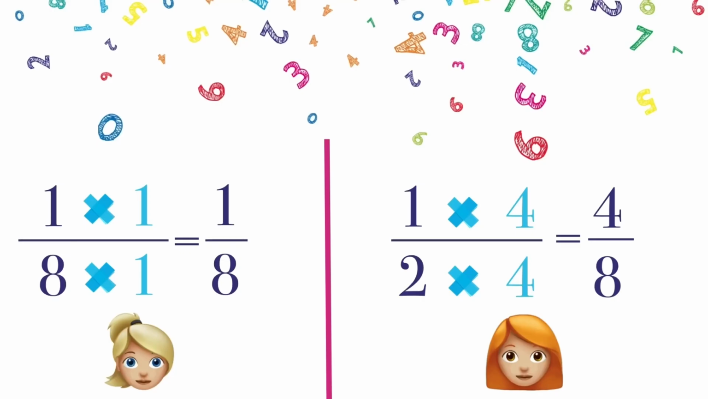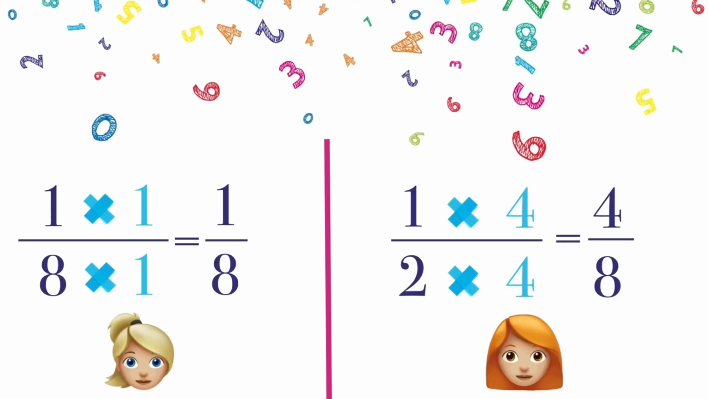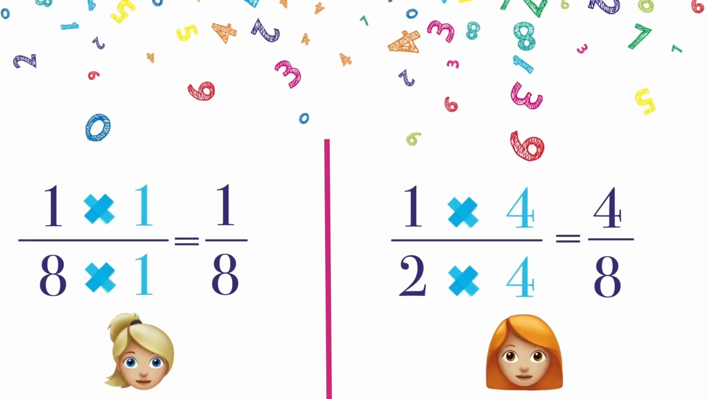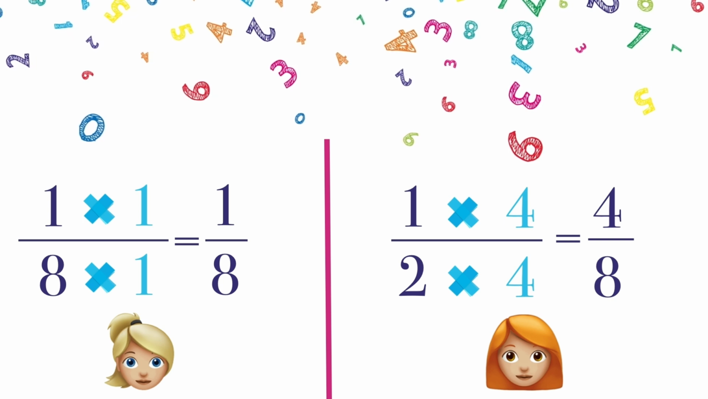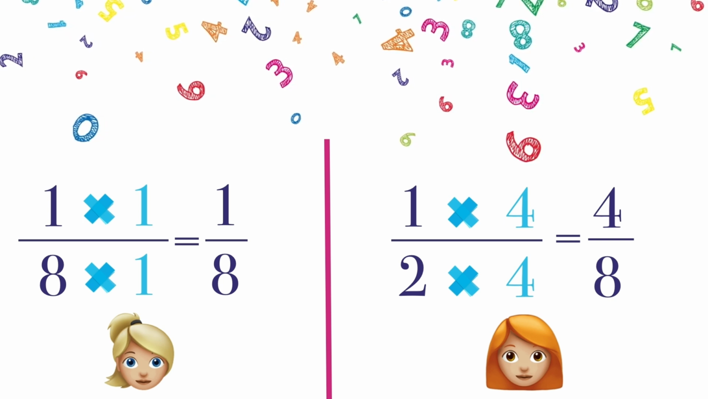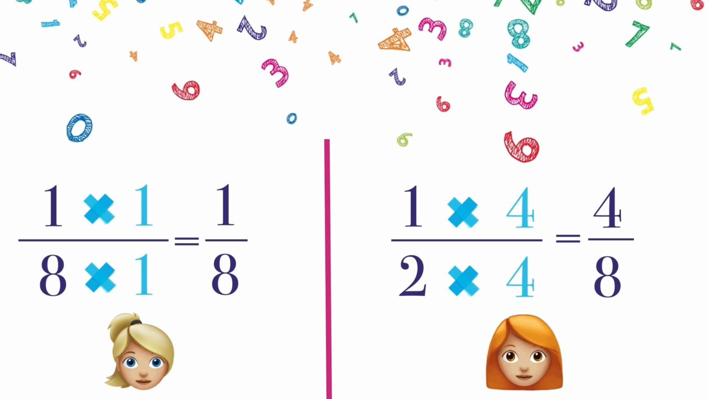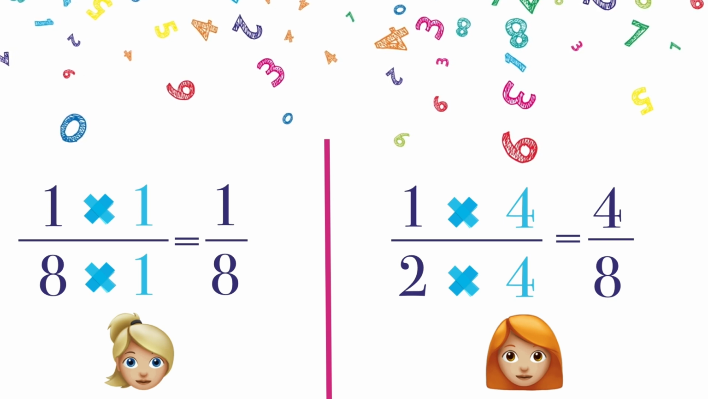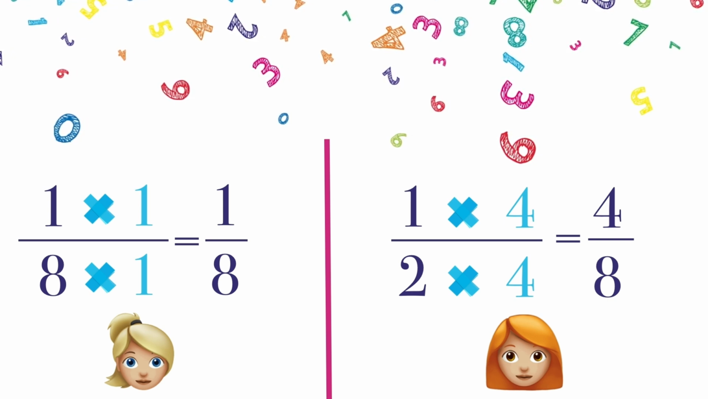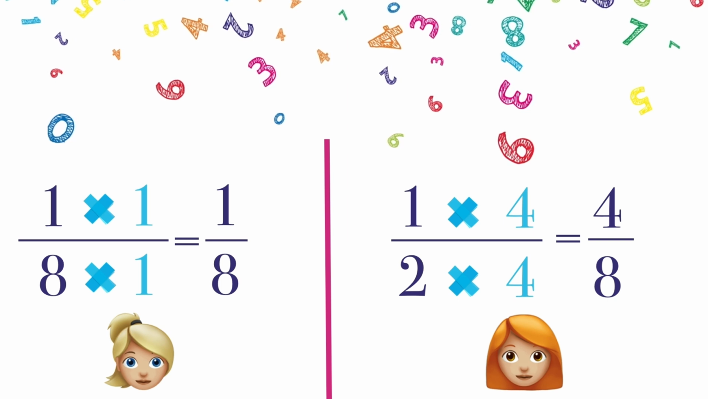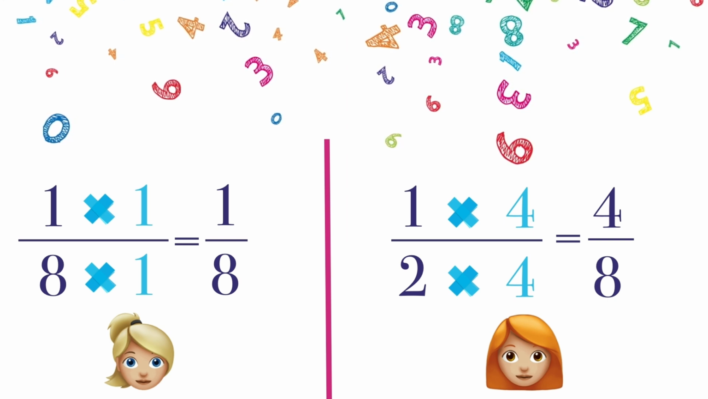1/8 already has 8 as its denominator, so we don't need to do anything to this fraction. In essence, we multiply the numerator by 1 and the denominator by 1 to end up with the same fraction, 1/8. In order for 1/2 to become a fraction with 8 as its denominator, however, we must multiply the numerator and the denominator by 4. Why? Because 4 times 2 equals 8.